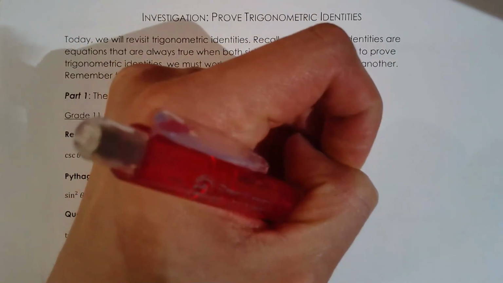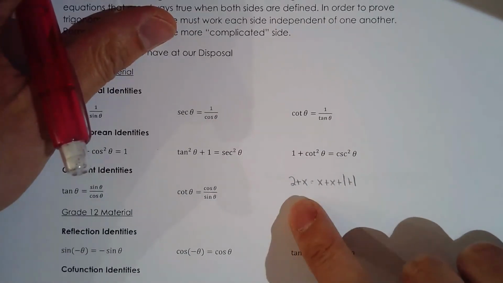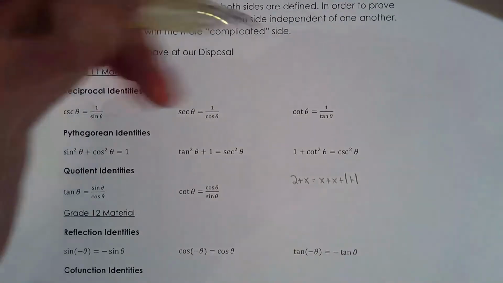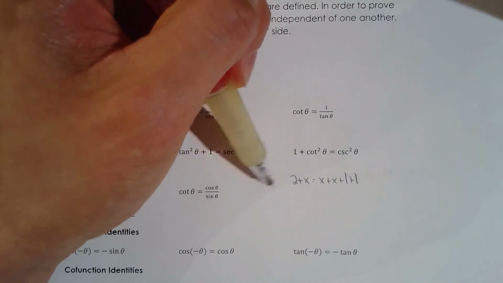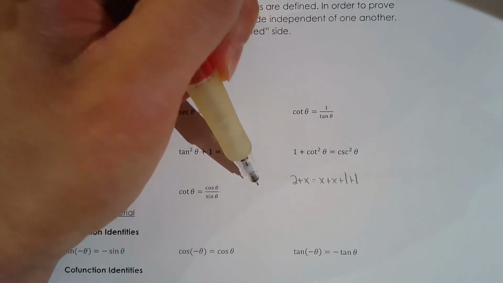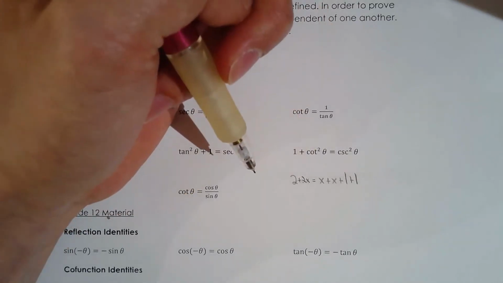2 plus x equals x plus 1 plus 1. I know this looks strange, but that is an identity, okay? Because, oh, whoops, that is not an identity. Oh, that's perfect, it works out. This is not an identity. So what does it mean to be an identity? If both sides are defined, then they will be equal, okay? So I made a careless mistake there. I meant to say 2x, okay? So regardless of what you let x equal, both sides will be equal.